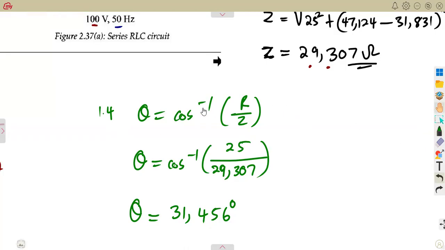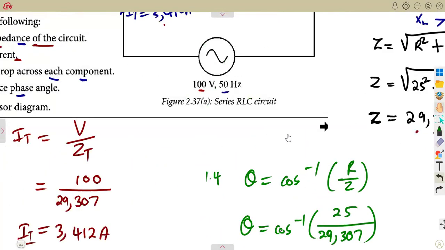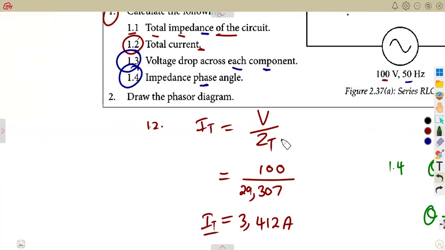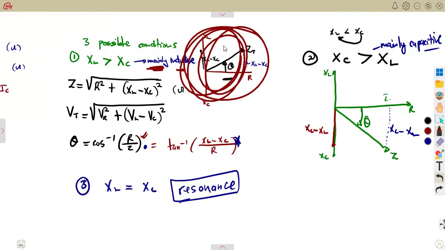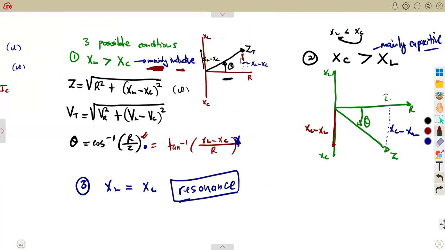Just like that. So with this, it is now for us to draw the phasor diagram. We saw that if XL is greater than XC, it is mainly inductive. So we're going to have our diagram on top. This is what we saw on an RL circuit. We're dealing with everything above this. Okay? So you have to consider that.